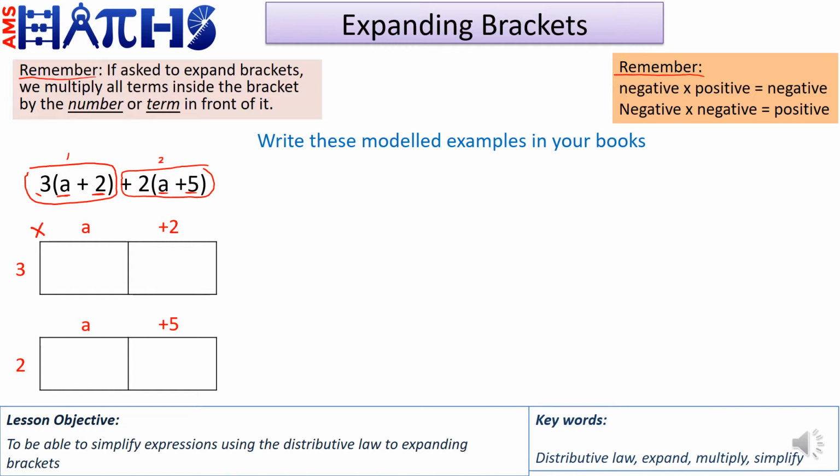For the first grid, we'll multiply 3 times a to get 3a. And we're going to multiply 3 times 2 to get 6. And so we will get 3a plus 6 for our answer for the first bracket. On the second bracket, we're also going to multiply. And so we have 2 times a to give us 2a, and 2 times 5 to give us 10. And so this grid gives us 2a plus 10.